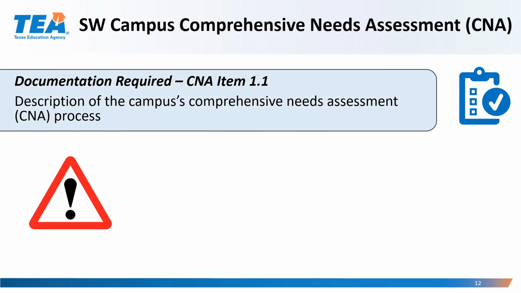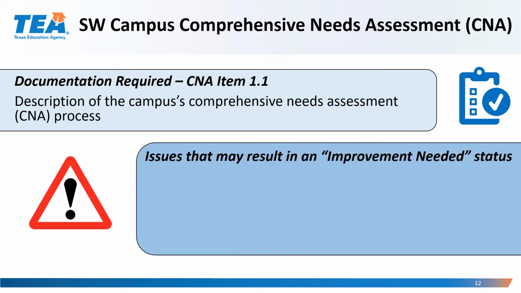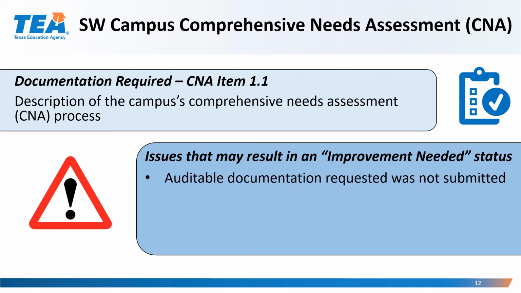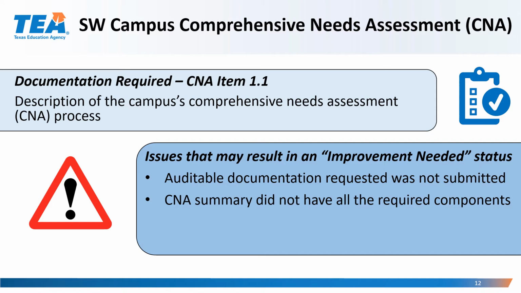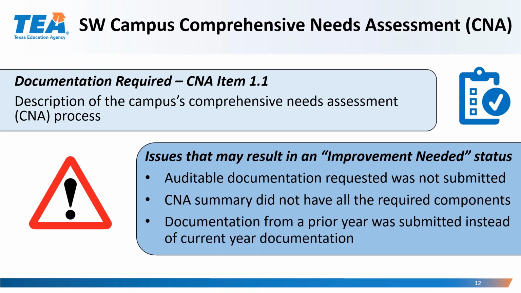For CNA item 1.1, there are several issues that may result in the LEA receiving an improvement needed status. The LEA should be aware of these potential issues as they prepare their documentation for submission. Potential issues include that the auditable documentation requested was not submitted. Another potential issue is that the CNA summary submitted did not have all the required components. And finally, another issue is that the prior year documentation was submitted instead of current year documentation.